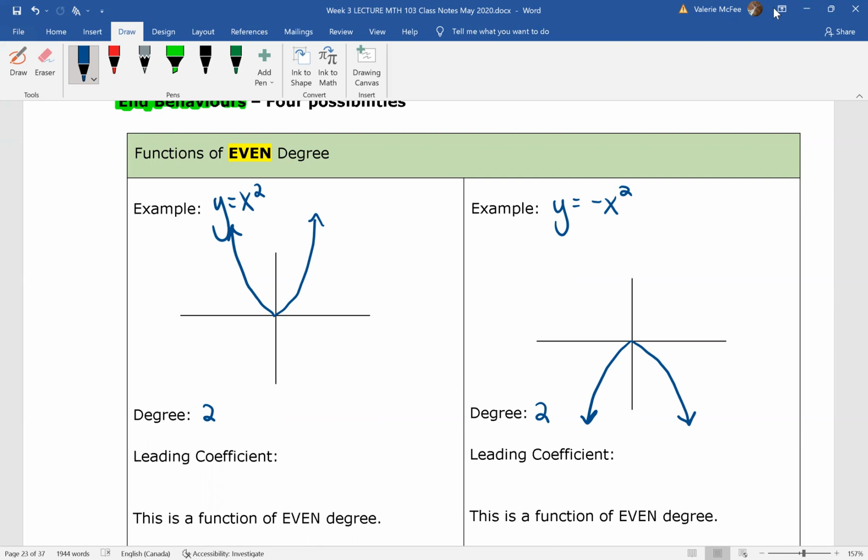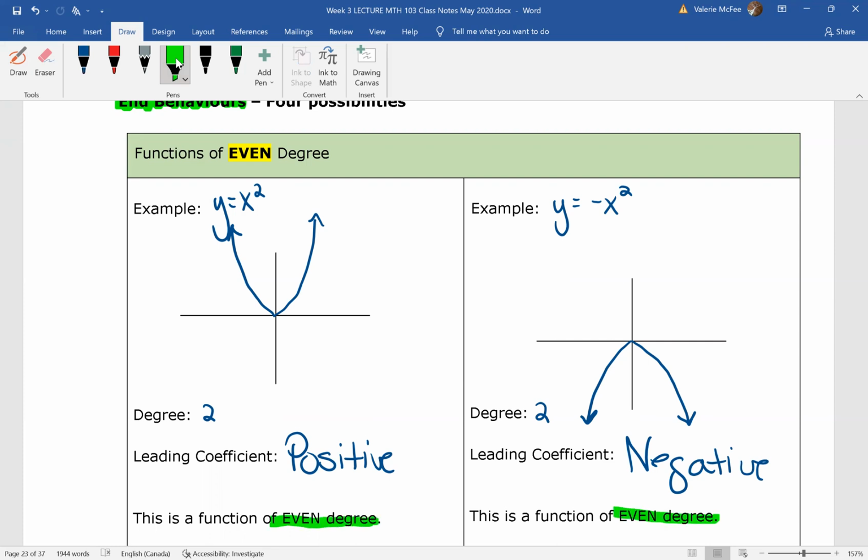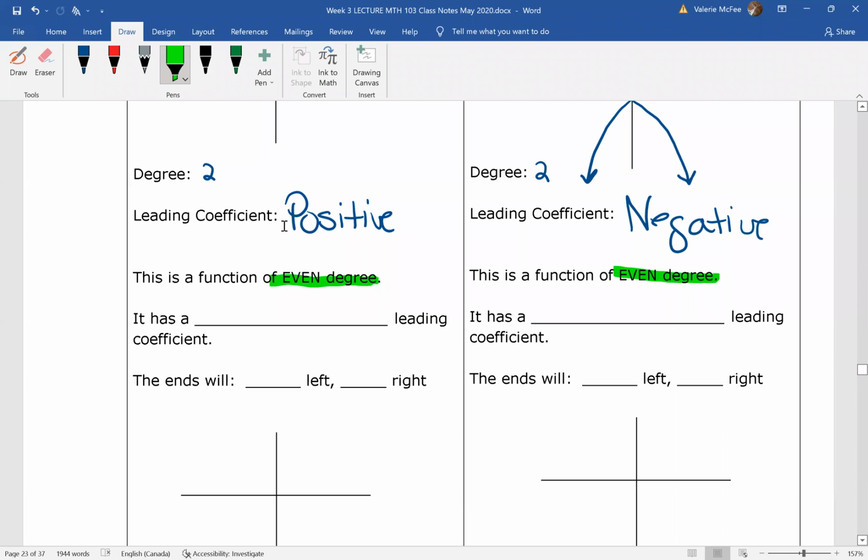The difference is that here in the first one, our leading coefficient is positive. And in the second example, my leading coefficient is negative. Both of these are functions of even degree. Take a look at what the end behaviors are. So again, the first one has a positive leading coefficient. The second one has a negative leading coefficient.